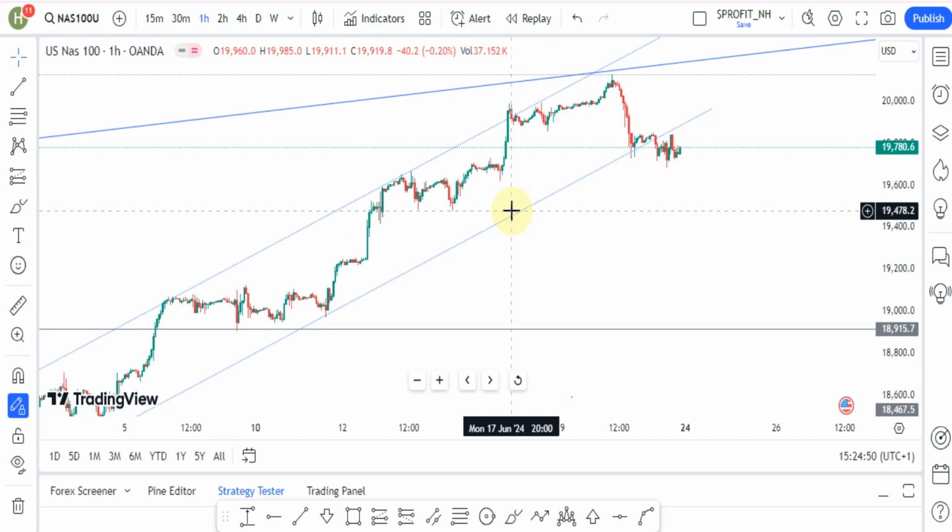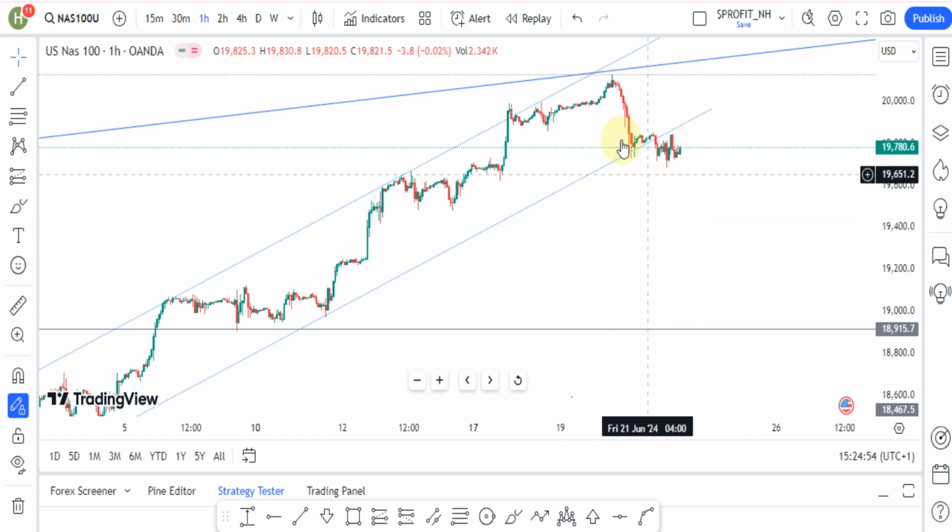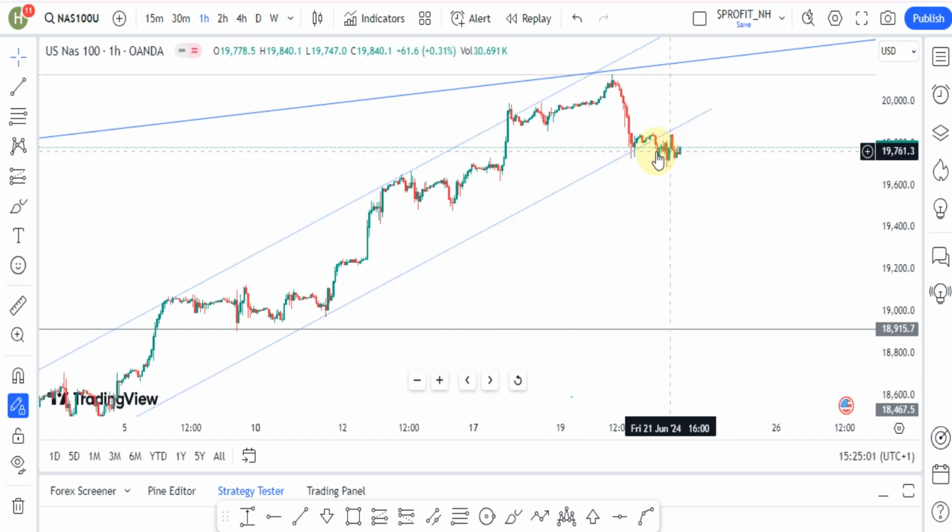So which means there's a possibility of this market continuing pushing downwards. But at this point, you can't take your entry. At this point, you'll have to wait for a confirmation. And what kind of confirmation do you wait for?